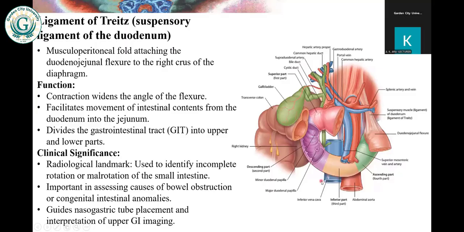And when the third part of the duodenum is compressed that way, it can lead to obstruction. We refer to that condition as superior mesenteric artery syndrome.